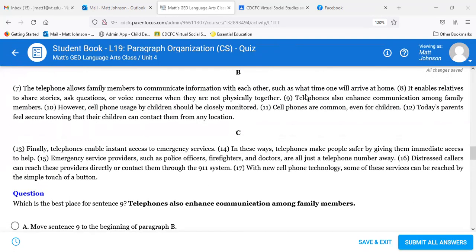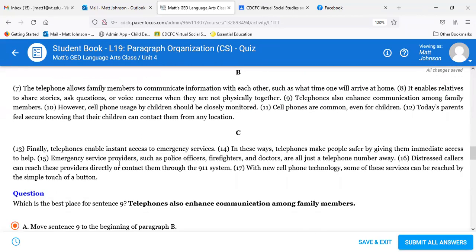I think A. A? Yeah. That's a pretty good topic sentence, right? So we're going to move that to the top. Okay, so A, and then, right, so we'll read it through there.